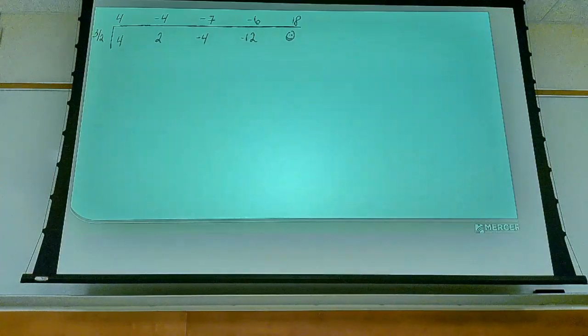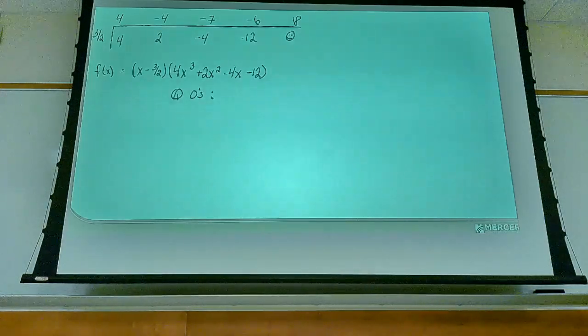All right, now repeat that process. What's the constant? 12. List out its factors: 1, 2, 3, 4, 6 and 12. Your leading coefficient is 4, so we have to divide each of those by 2 and 4.